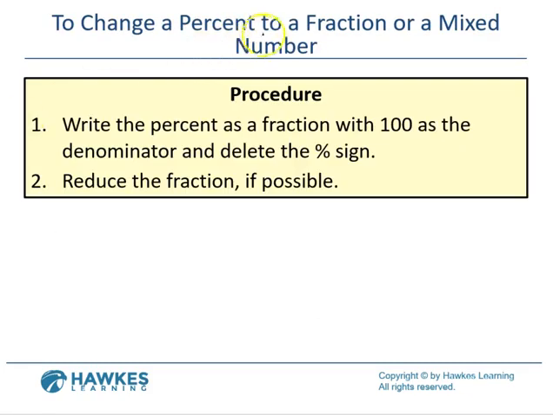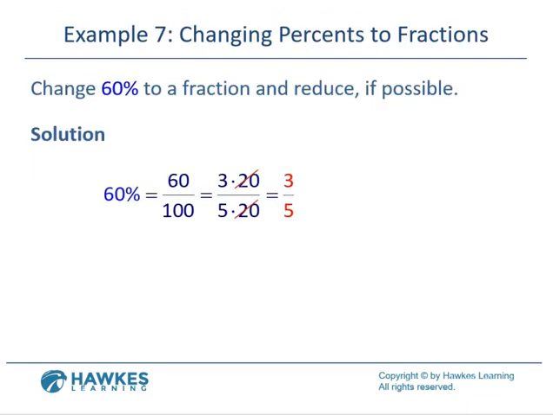So let's look here. To change a percent to a fraction or a mixed number, write the percent as a fraction with 100 as the denominator and delete the percent sign, and then reduce the fraction, because remember, percents are always based off 100. Let's look at one of their examples. Change 60% to a fraction and reduce if possible. Well, we get 60/100, because that's what it tells us. Remember, drop the percent sign. Notice they reduce it, dividing everything by 20, so 60% is the same as saying 3/5.